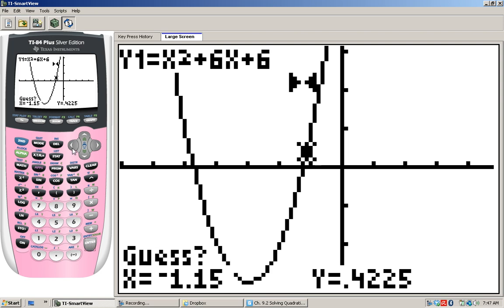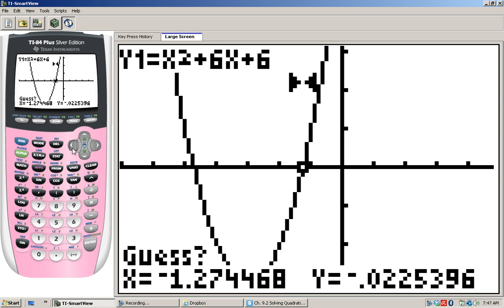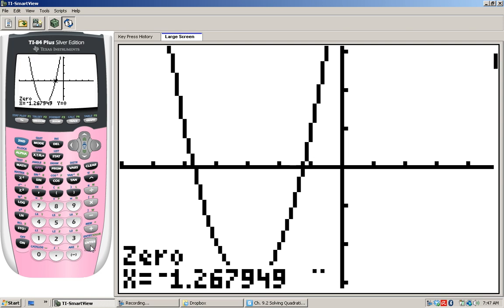Then the calculator asks you to guess. So you go somewhere in between where you just picked, and you click guess. And when you do that, the calculator zeroes in and keeps looking to see exactly, or approximately, where this function crosses the x-axis. Since the problem says to find the solution by graphing and, if it's non-integral, to round to the nearest tenth, we see that the x-intercept is -1.26. So we round that to -1.3, and that is one of our two unique solutions.